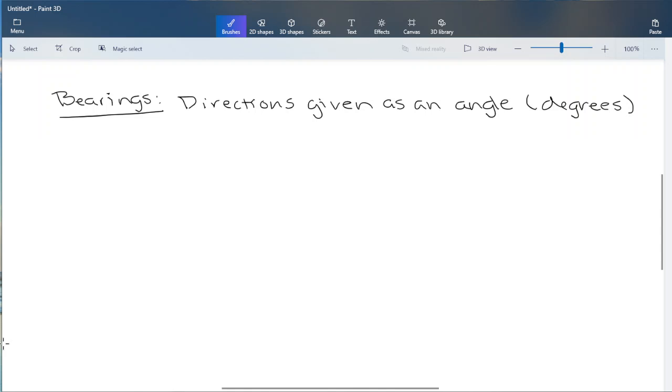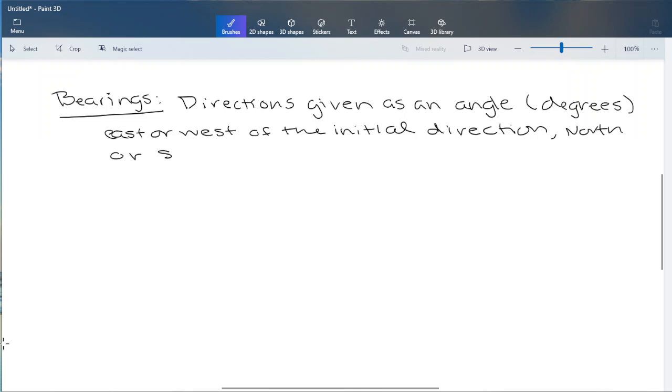So the angle is going to be given as east or west of the initial direction, which is north or south. So this sounds pretty confusing, but the examples are something like 40 degrees. Oh, sorry. So it would be like north 40 degrees east.